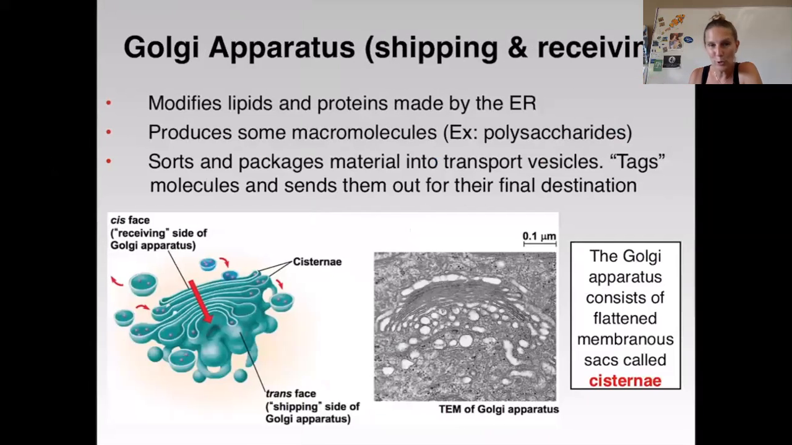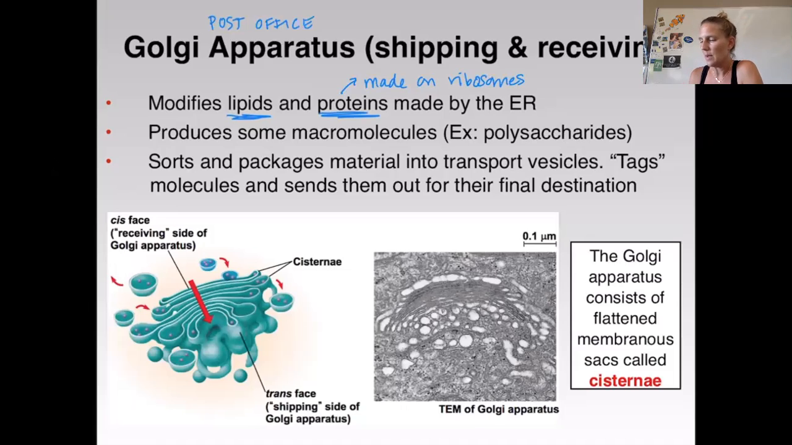Okay, so the Golgi apparatus, I always think of it as the post office, right? If you are sending a letter, you put a zip code on it, you give it to the post office, and the post office does something magical and tells your letter to go to the right place. The Golgi does the same thing, all right? So it modifies lipids and proteins that are made on the ER. Again, they are proteins made on ribosomes, right? And again, those can decorate the ER to make the rough ER.